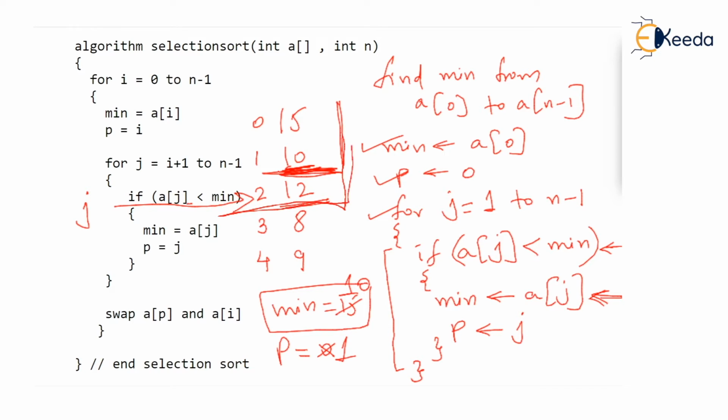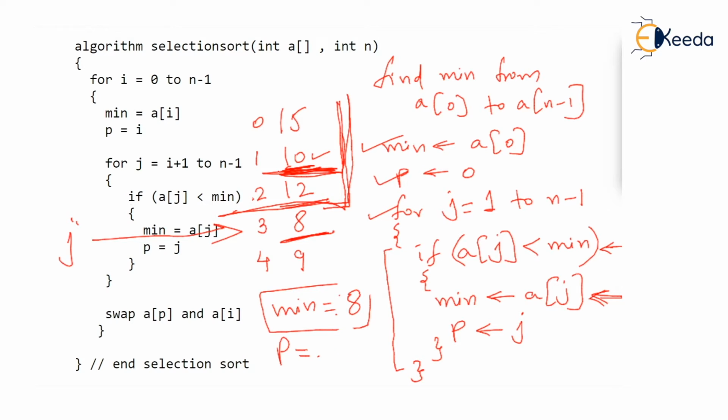Up to second place, correct, 10 is minimum and its position is 1, isn't it? Now we repeat the for loop and J becomes equal to 3. Now what happens when J is 3? We again ask, is AJ, that is 8, less than minimum? Yes, 8 is less than 10. Then minimum I am updating at the bottom of the screen. Minimum is going to become 8, that is AJ, and P will become equal to J.